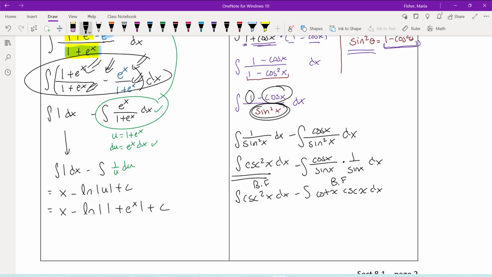So the indefinite integral of the cosecant squared of x dx, remember, is negative cotangent of x. And then the indefinite integral of cotangent of x cosecant of x dx is negative cosecant of x. A minus a negative becomes a plus, so in the end we end up with negative cotangent of x plus cosecant of x plus c.